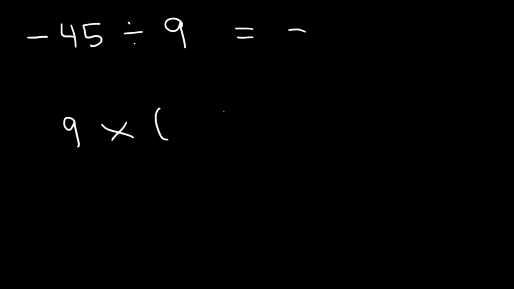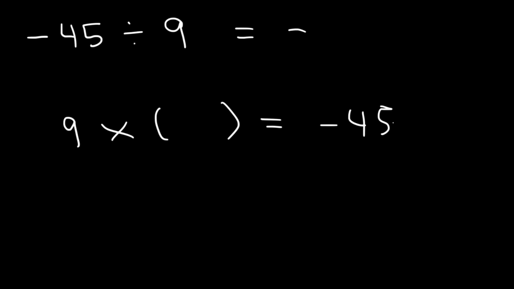So here's another example. What is negative 45 divided by positive 9? A negative number divided by a positive number will give you a negative result. So we know the overall answer is negative. So let's just focus on dividing 45 by 9. So 9 times what number is equal to 45? It turns out that you have to add 9 5 times to get to 45.